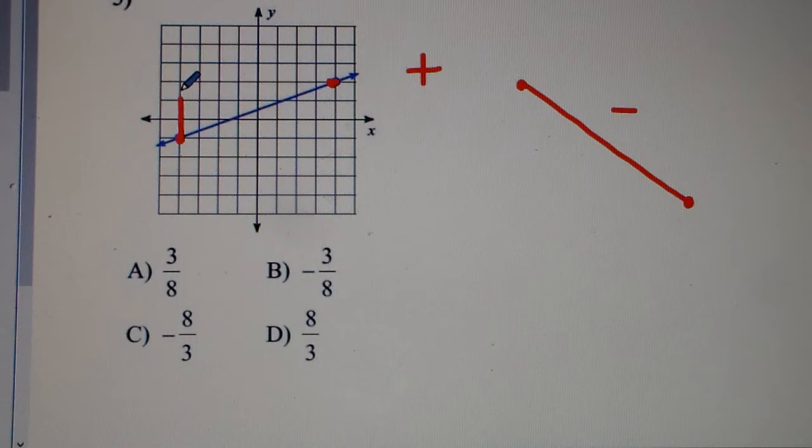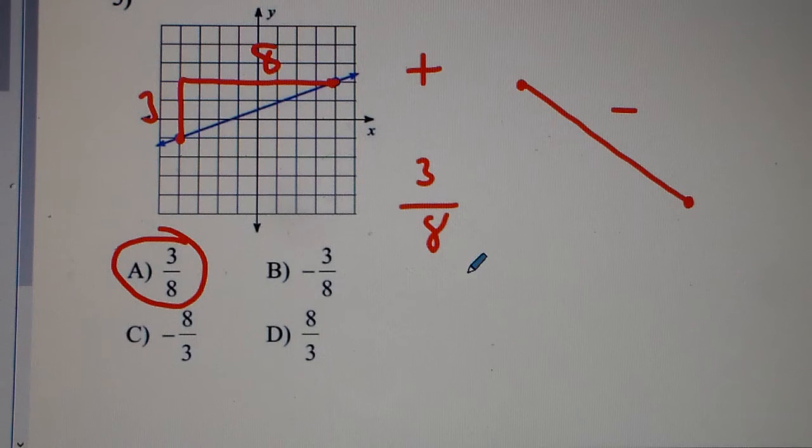So we go up 1, 2, 3, and we go over 1, 2, 3, 4, 5, 6, 7, 8. Rise is 3, run is 8. And then since it's a positive line, it's a positive slope. So you have 3/8. That's how we get A.